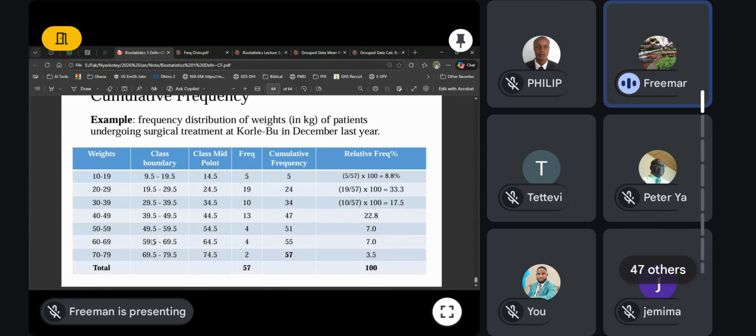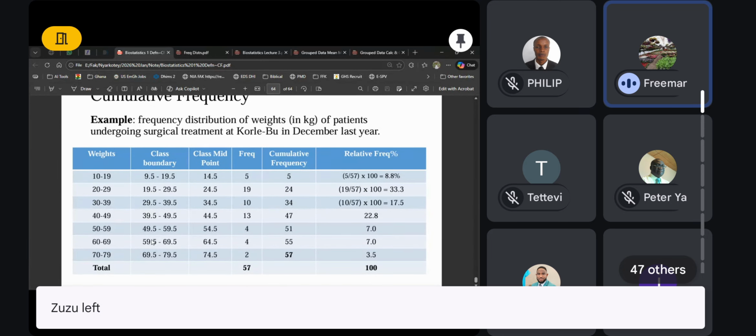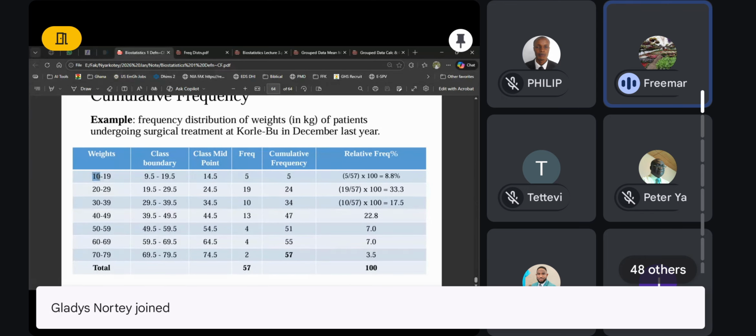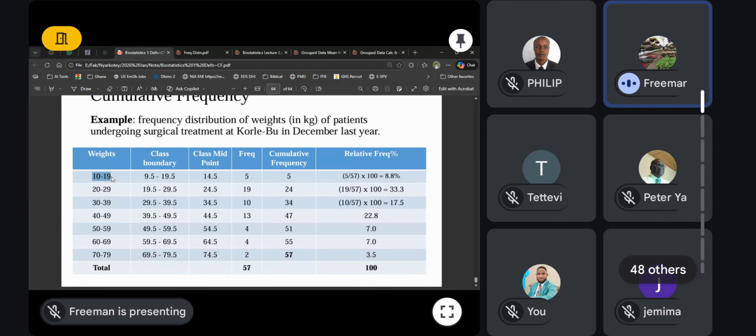So all that we are talking about in summary is that to find class boundary, you add 0.5 here, subtract 0.5 here. For class midpoint, you add 10 and 19. That gives you 29 and divide by 2. And that gives you 14.5. You do the same for all of them. You can equally add this and divide by 2. You get the same answer.